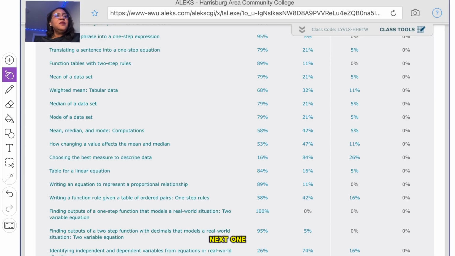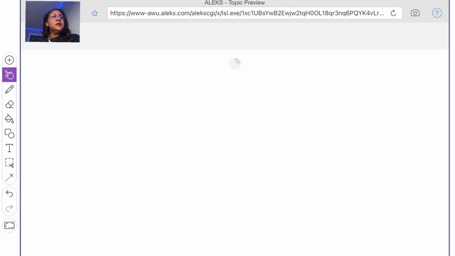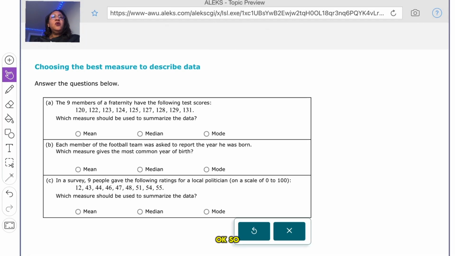Okay, so for the next one, we're going to use choosing the best measure to describe data. So we have a choice between mean, median, and mode. When we have 9 members of a fraternity and they have the following test scores, which measure should be used to summarize the data? I would say mean. We want the average.